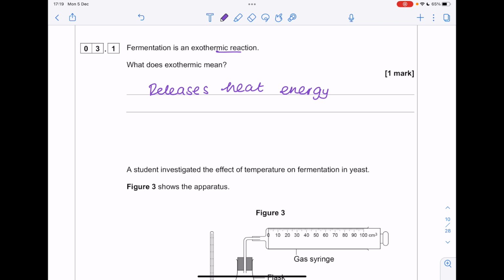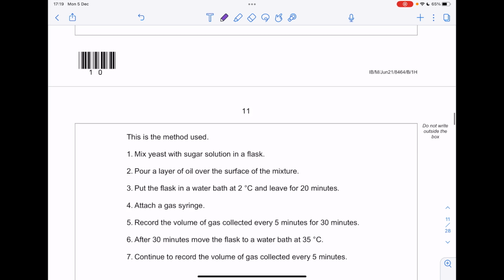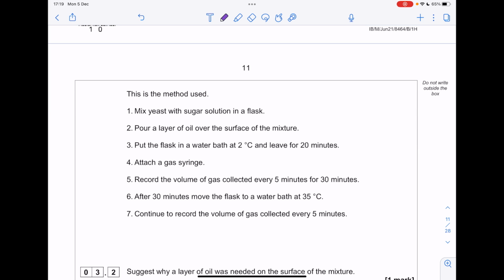A student investigated the effect of temperature on the fermentation in yeast. This is the method used. Mix yeast with a sugar solution in a flask. Pour a layer of oil over the surface of the mixture.